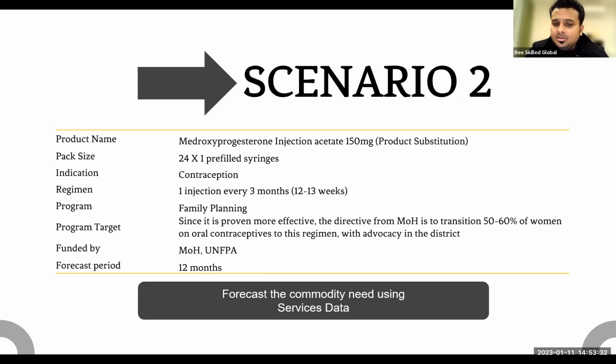And in this scenario, we are going to prepare a forecast for 12 months. There is a program target set by the Ministry of Health that of women who are on oral contraceptives, 50 to 60% need to be transitioned to this injectable regimen. So there is a program target put on the family planning program. So Priyanka, now you can disable your screen. I'll take them to the Excel.